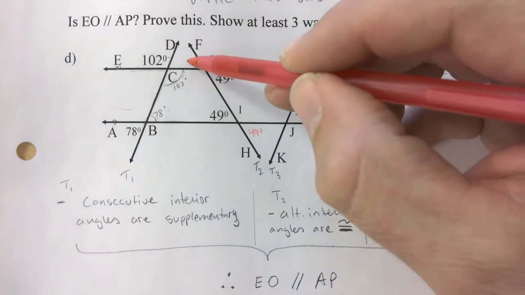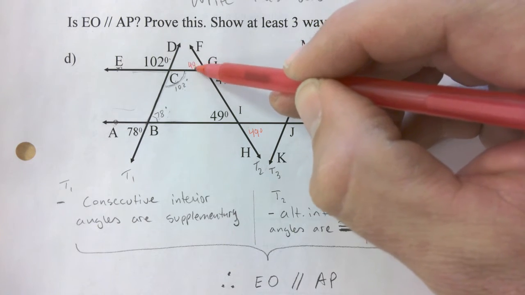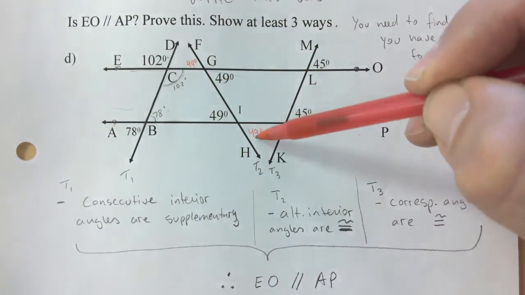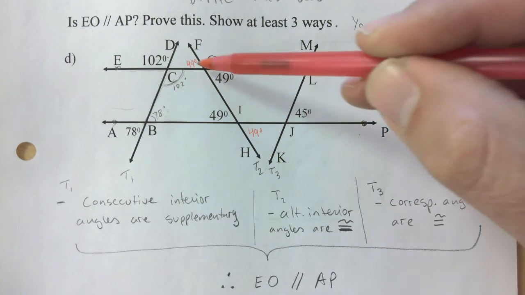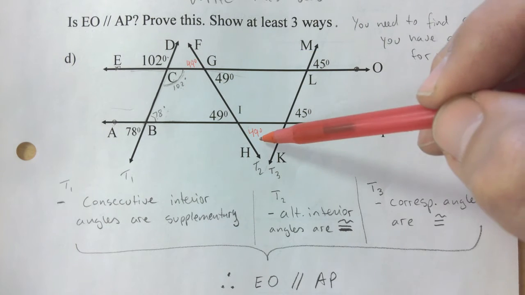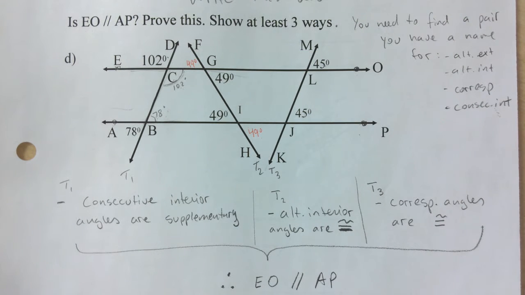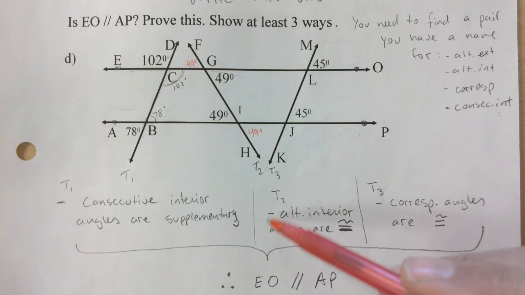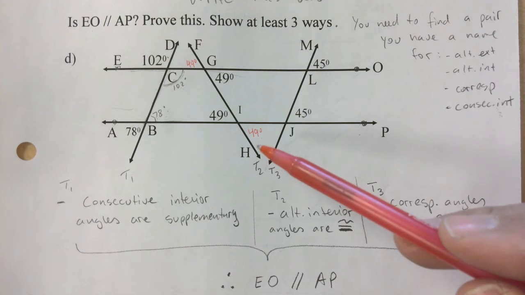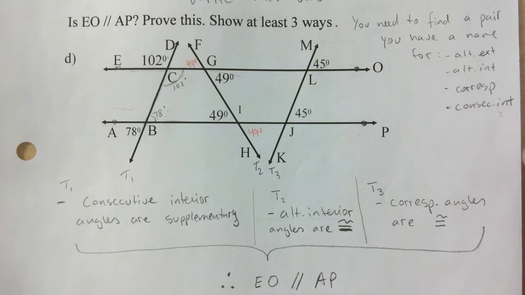This is 49, therefore this will be 49 up here. And what do you know now? These are alternate exterior angles. This pair, if these two are alternate exteriors, so they're also the same, which is what we're expecting anyways. So you could have also, for transversal 2, come up with that conclusion if you show that work. Okay, so just keep that in mind.